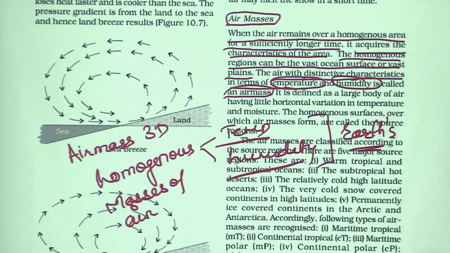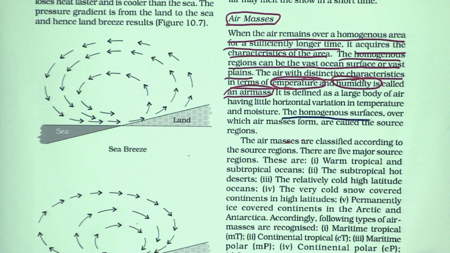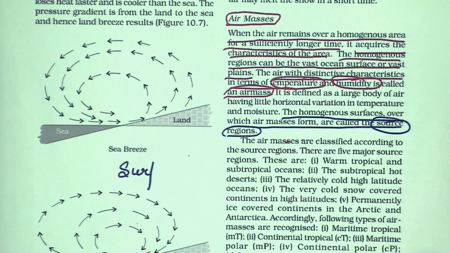It is therefore that the homogeneous surfaces over which the air masses are formed are called source regions. So what will be the source region? Source region is the surface of the earth. The surface of the earth which is homogeneous enough in terms of its temperature and its humidity can develop air masses. So the source region or surface area can be of variable types, and that is where our NCERT reads: the air masses are classified according to the source area.